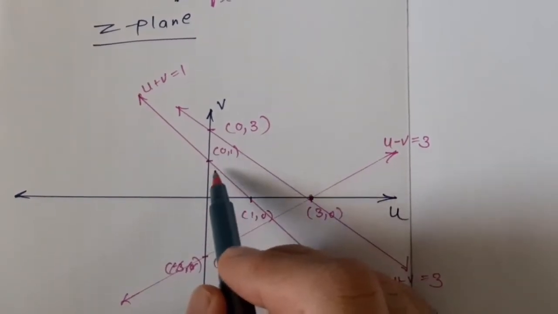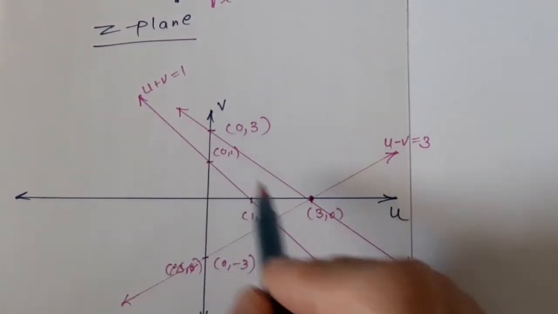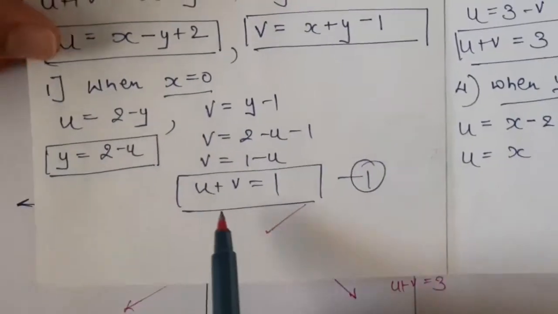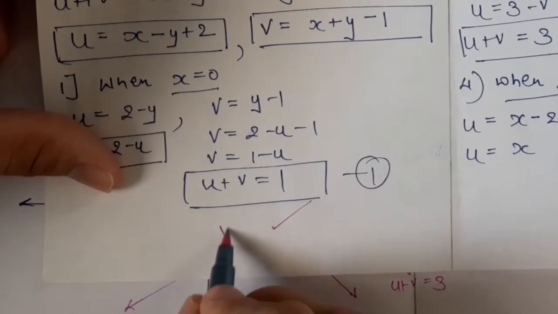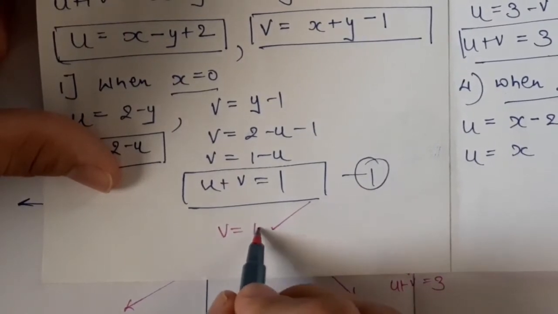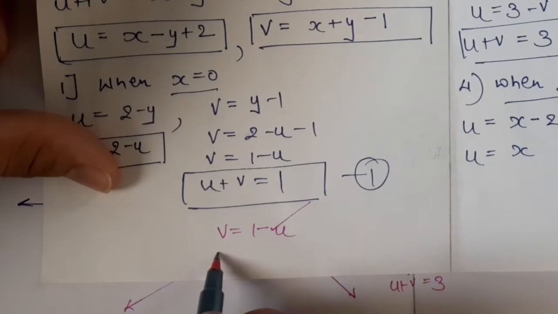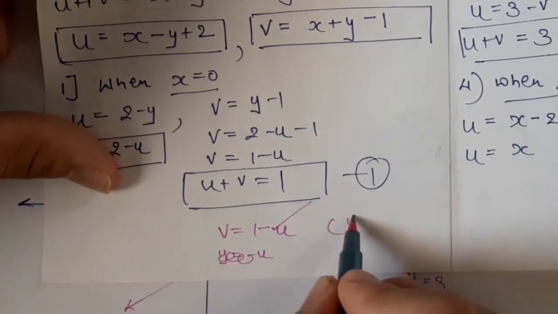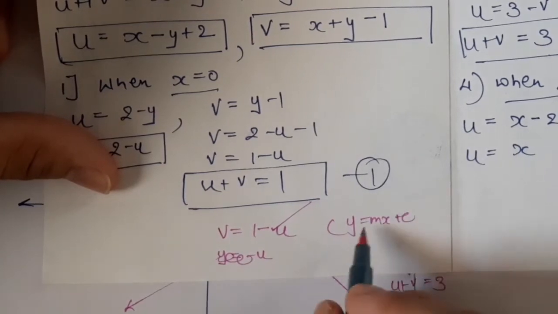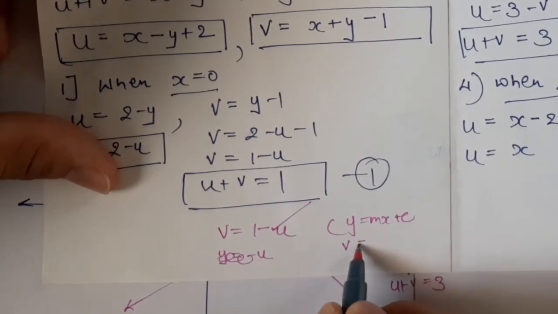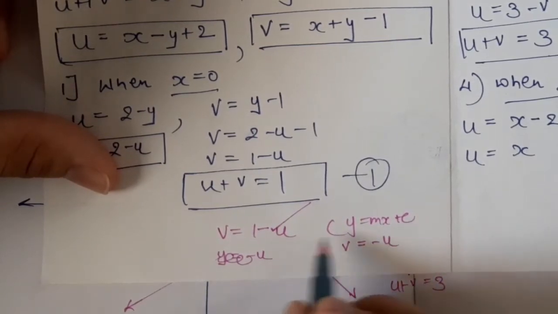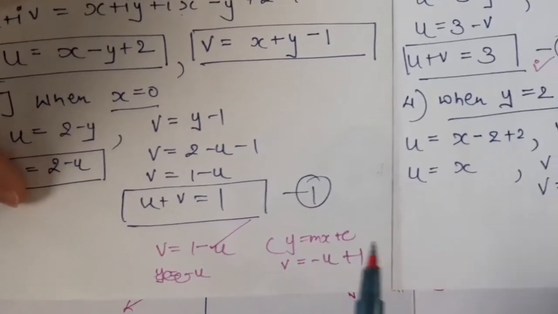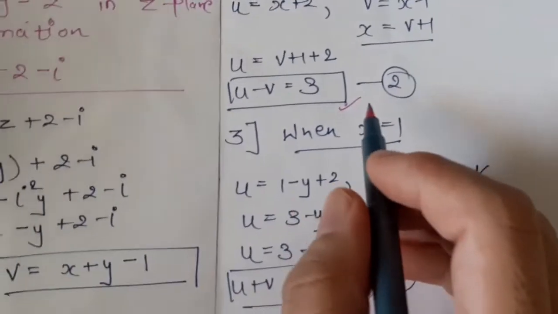Remember, these two lines will be parallel to each other. In this drawing it is not parallel, but it is actually parallel. Because in u plus v equals 1, v equals 1 minus u. Comparing this with y equals mx plus c, here v is y, mx is minus u, and c is 1. So here the slope is minus 1.